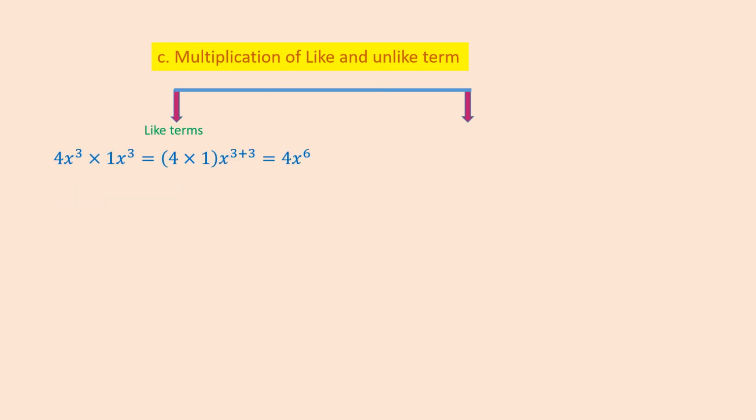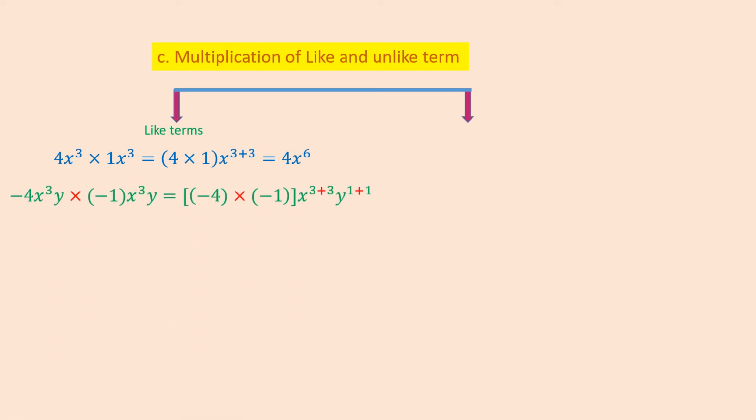Now, multiplication and division of like or unlike terms. Here I would like to tell you that for multiplication and division, the indices laws are applicable. So let us see the like terms. Whenever you multiply like terms, the indices of the variable get added. See here, coefficients get multiplied and the variable's index gets added. So your answer will become 4x raised to 6.